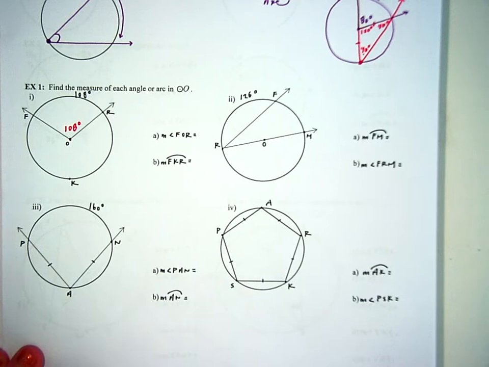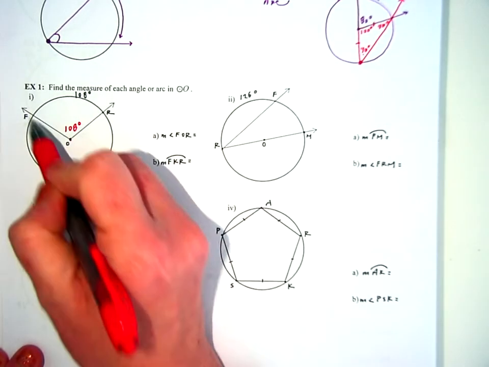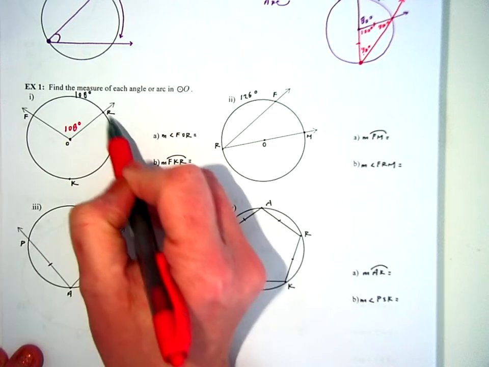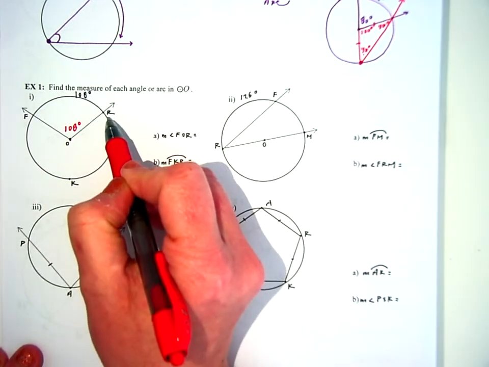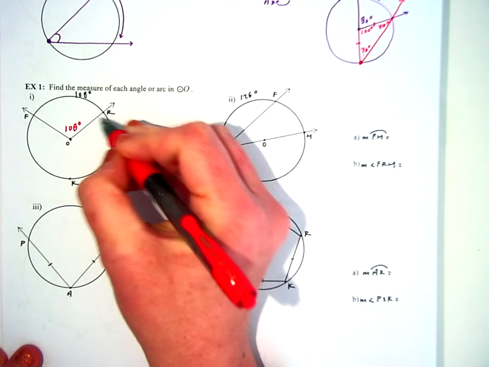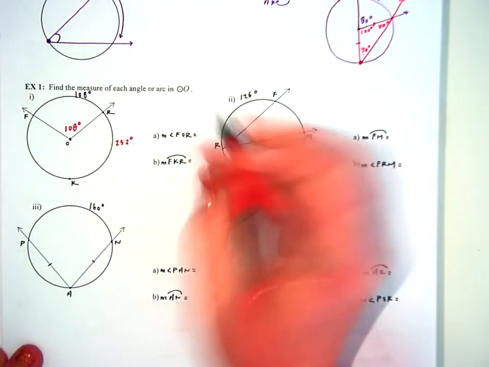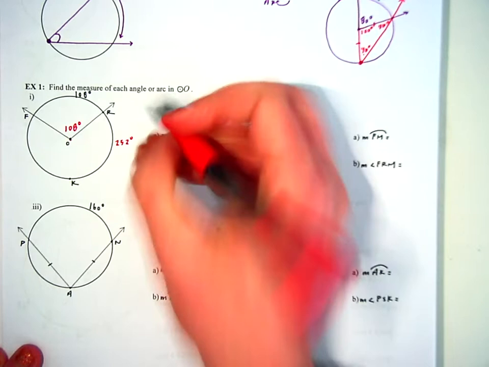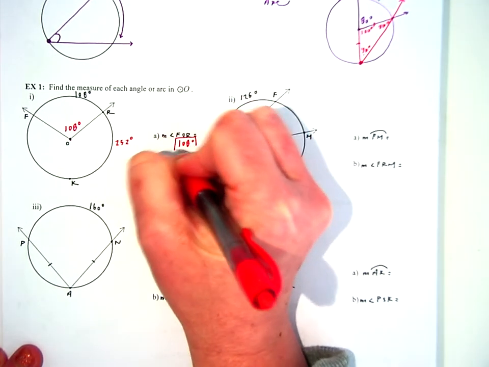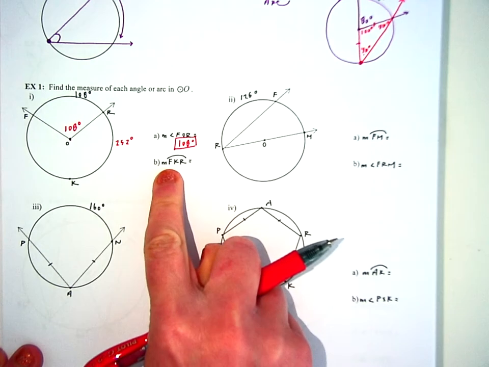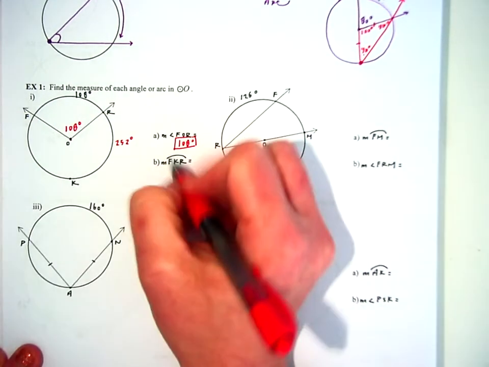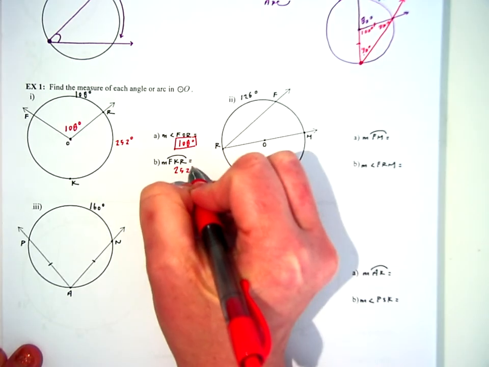So then what about, if this is the minor arc of 108, what would be the major arc from here to here? Well, that major arc, I'd have to do 360 minus 108. And that's going to get me 252 degrees for this major arc. So the measure of angle FOR is 108 degrees. And the measure of the major arc, FKR, so here all the way over to here, is 252 degrees.